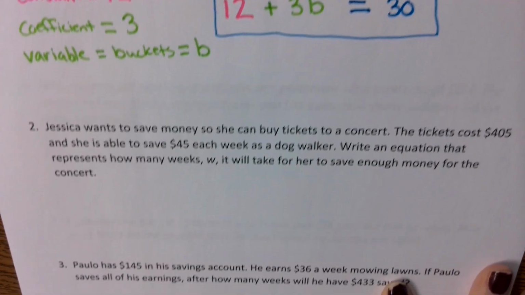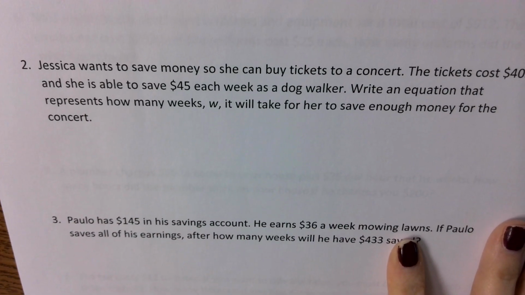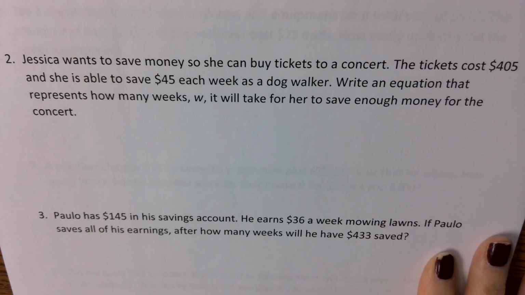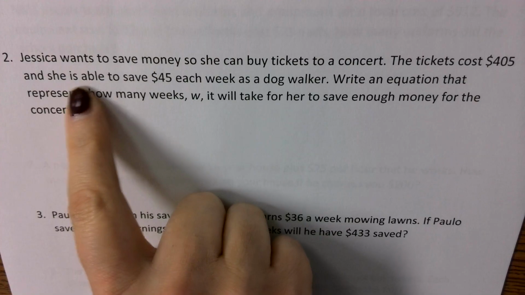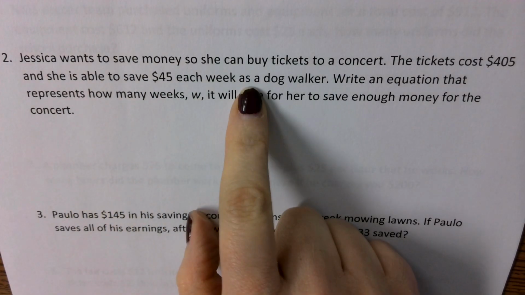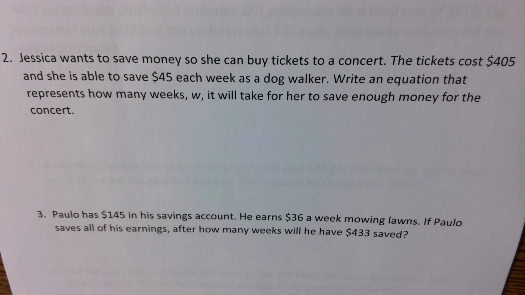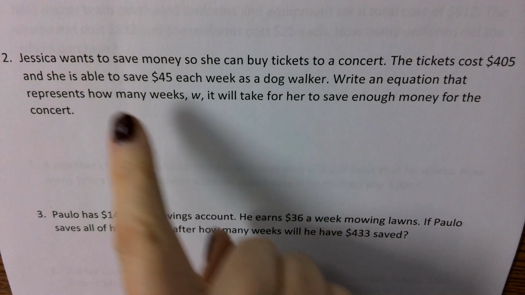Okay, taking a look here. We have Jessica wants to save money so she can buy tickets to a concert. The tickets cost $405, and she's able to save $45 each week as a dog walker. So we're going to write an equation that represents how many weeks W it's going to take her to save enough money. Okay, so let's go through the problem.